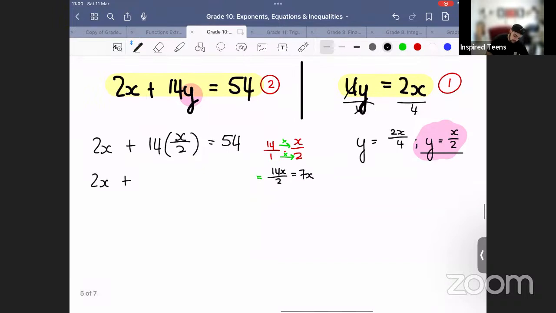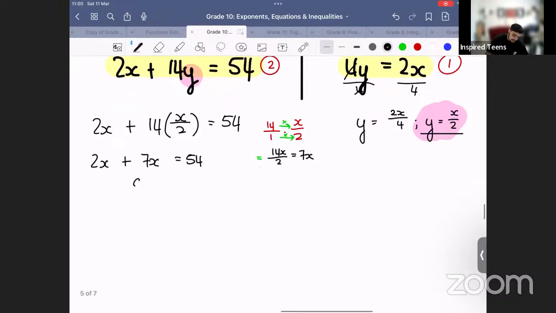Okay, so now I know that this simplifies to 7x. So 2x plus 7x is equal to 54. This is 9x is equal to 54. Divide both sides by 9. I get x is equal to 6.